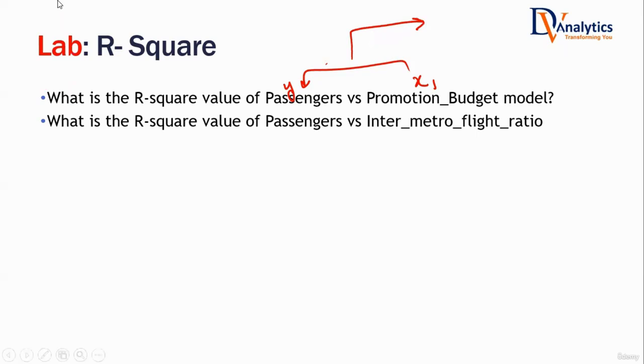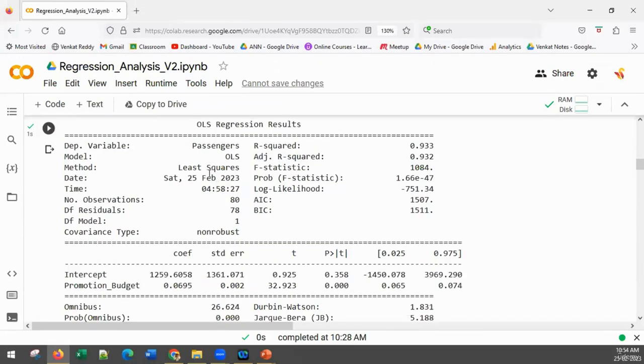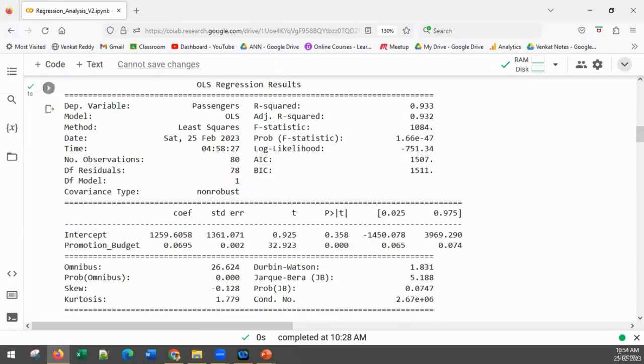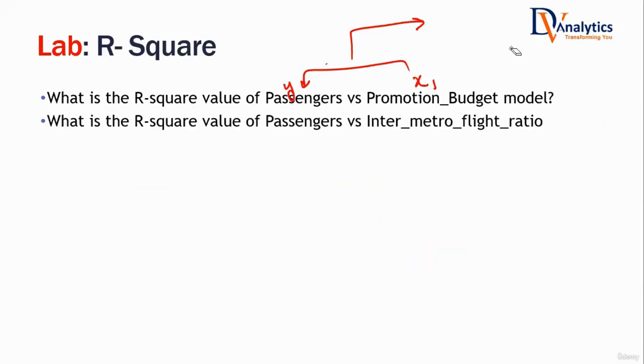Go back to your code file. You don't need to execute anything this time. You just browse through it from top to bottom. Then you will realize what the value of R square is. What is the value of R square, all of you? 0.933. Is that a good number?